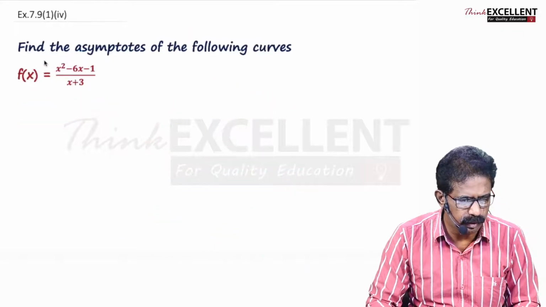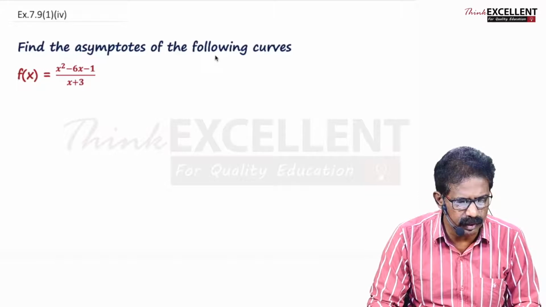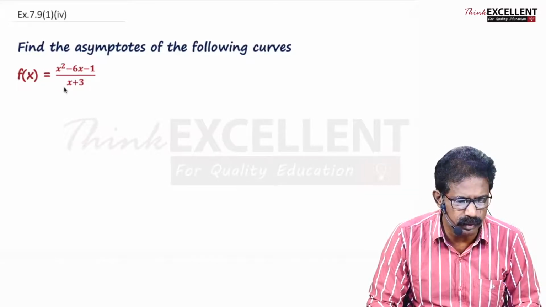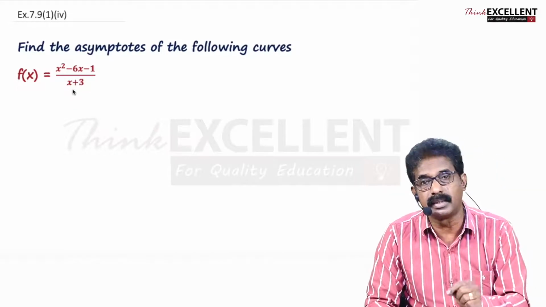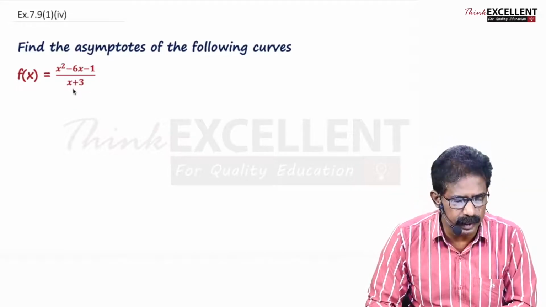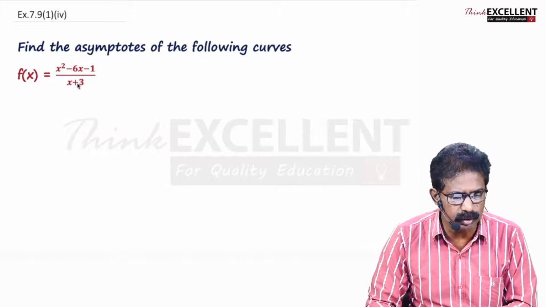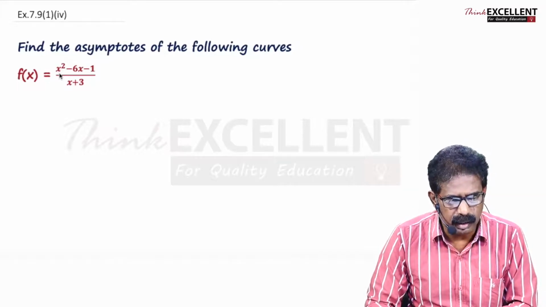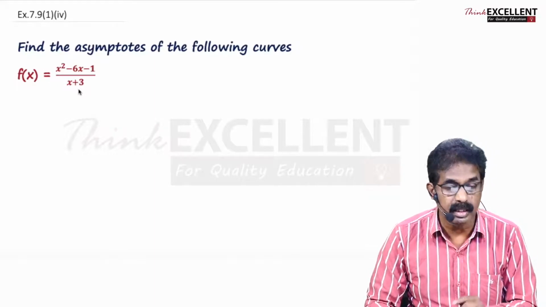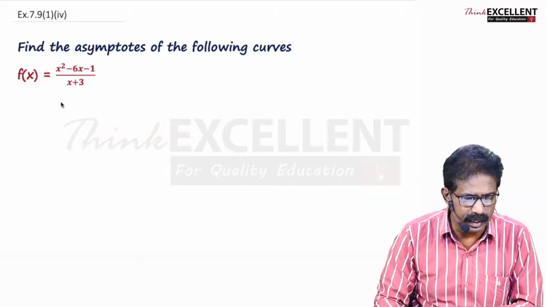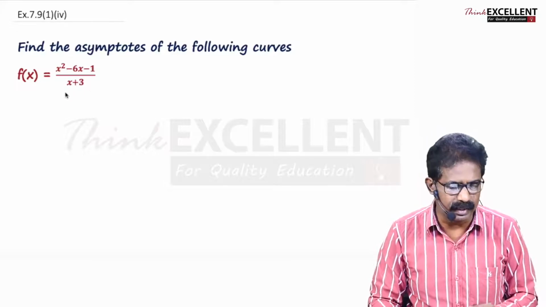See the fourth one. Find the asymptote of the following curves. Very easily you can identify. Denominator you can make 0 when you put x equal to minus 3. It is 0, right? So x equal to minus 3 is a vertical asymptote you will get. Also slant asymptote will be there, right? Because numerator degree 2, denominator degree 1. So you have to divide and equate the quotient with y. That is a slant asymptote. So that also you can find here, right?